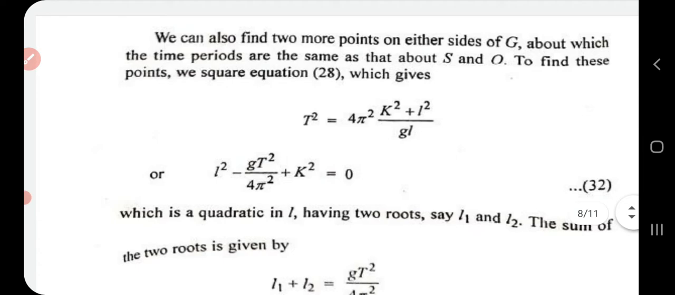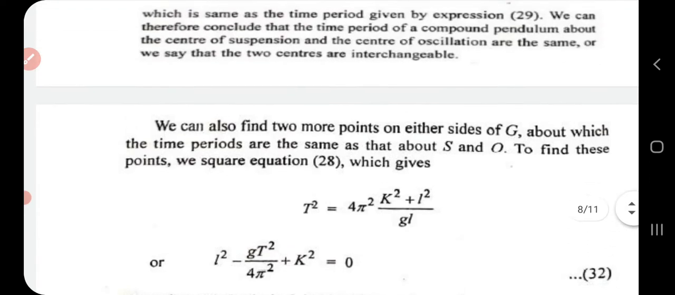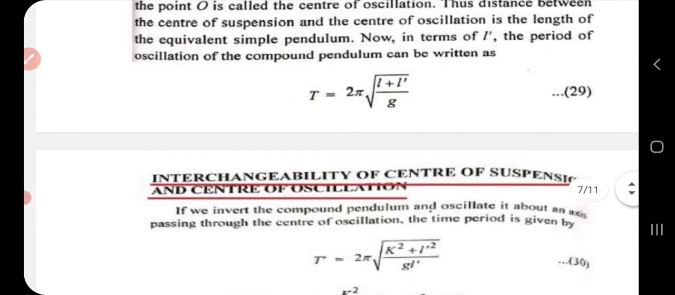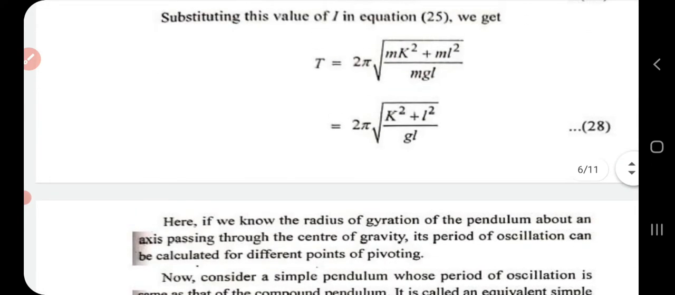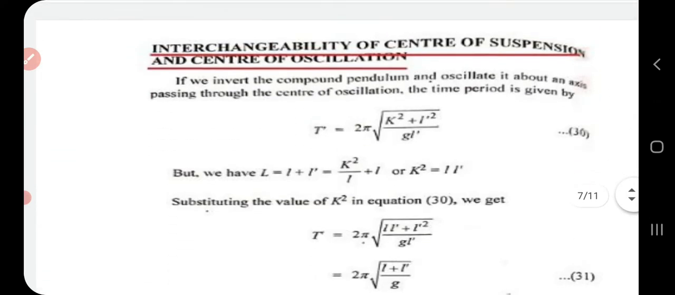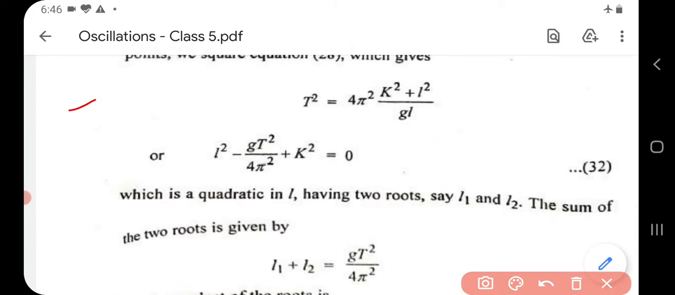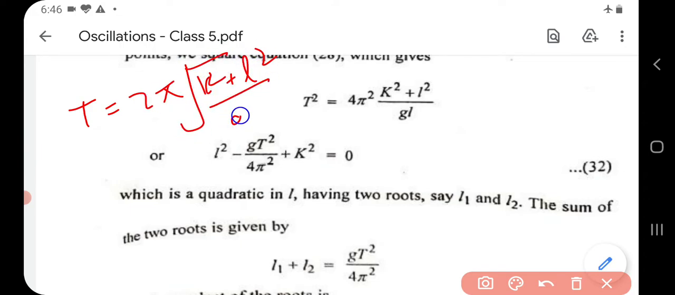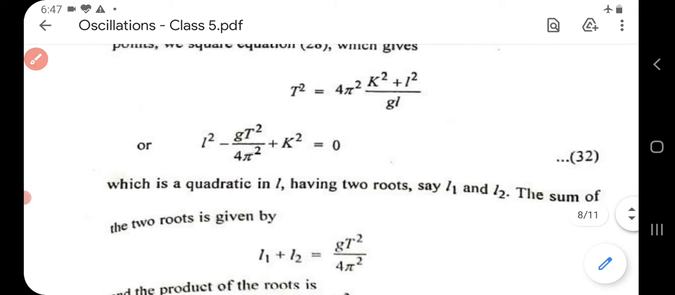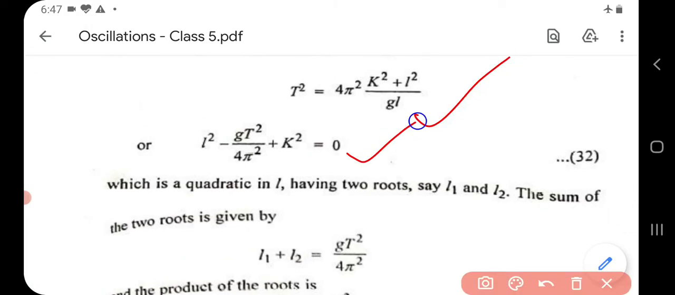Now this is another section. Here we have already written an expression, expression 28: T = 2π√((k² + L²)/(gL)). On squaring the LHS and RHS of this expression, you will get this one, right? Now just rearrange this in terms of a quadratic function. Then you will get an expression like this.